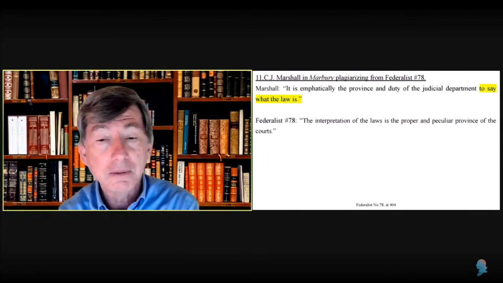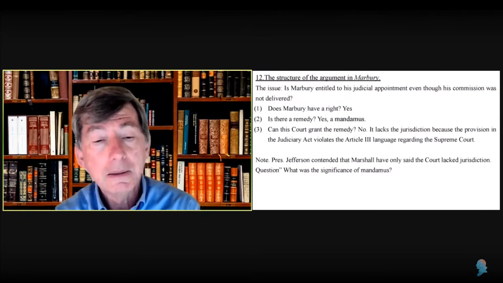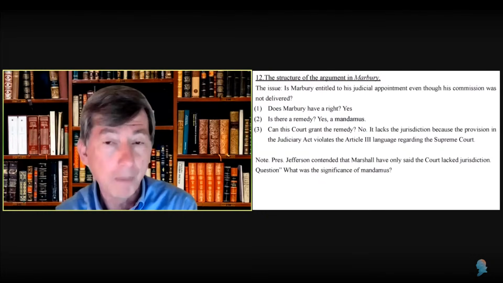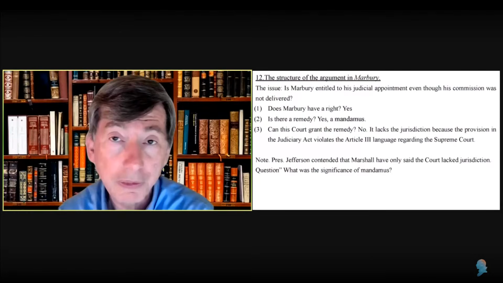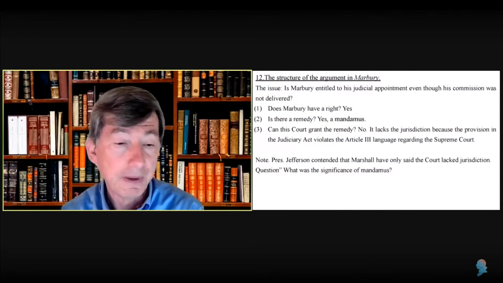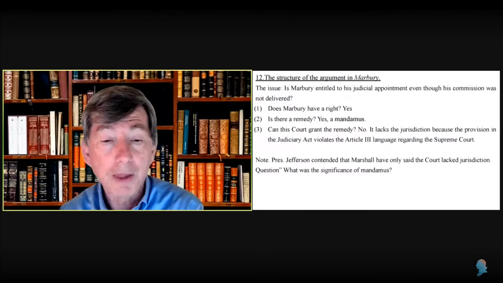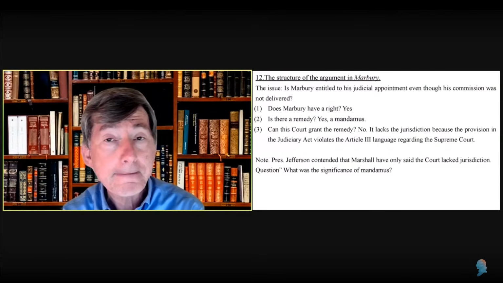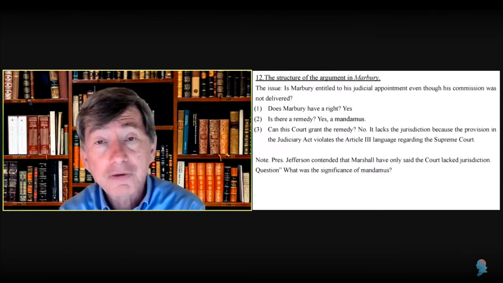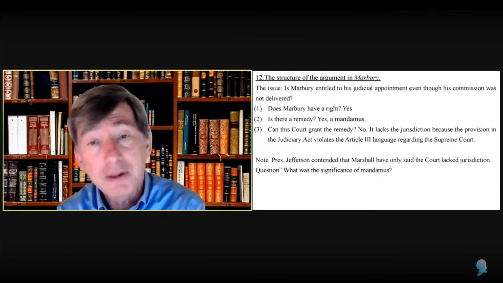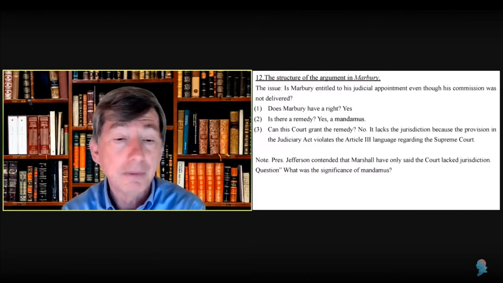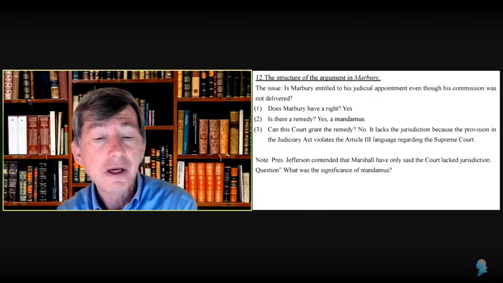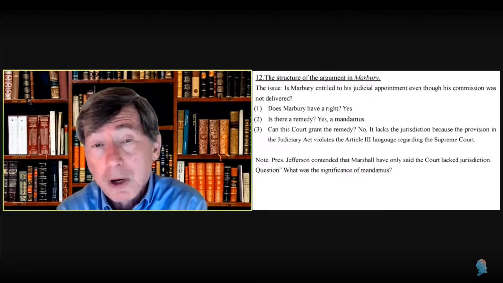The structure of the argument in Marbury. All the law students and lawyers know Marbury very well, but maybe they haven't fully thought about it in a stripped down version. The issue is whether the commission should be delivered to Marbury. He wants this commission as a judge, and he doesn't have a commission, so they're not going to put him on the payroll. So the way that Marshall does this, he first says, does Marbury have a right? Yes.